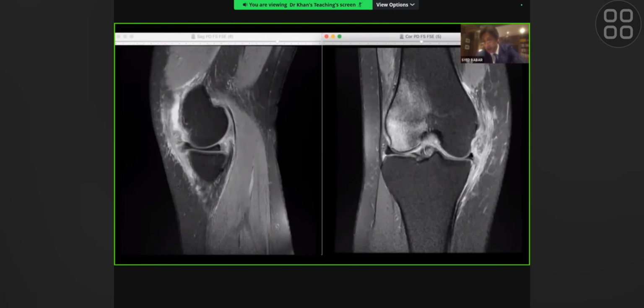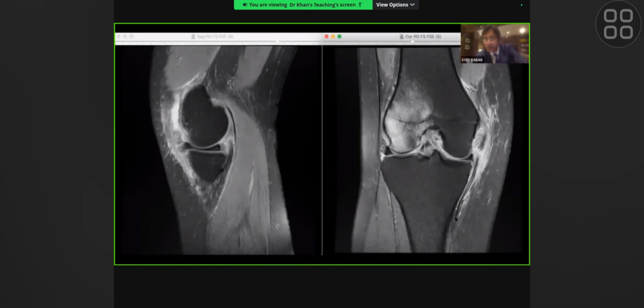But of course, the examiner may say, why do you think the meniscus is extruded? So you've got to explain. So whilst we are here, let's start looking at this MCL. What's going on with the MCL? So you see the tibial attachment. That's how it should be.